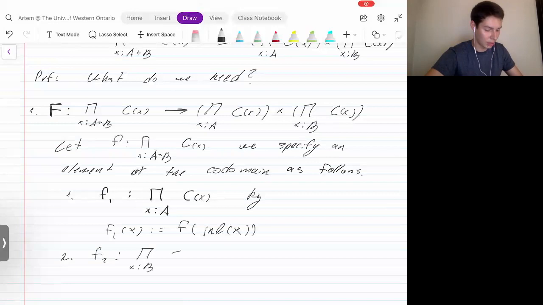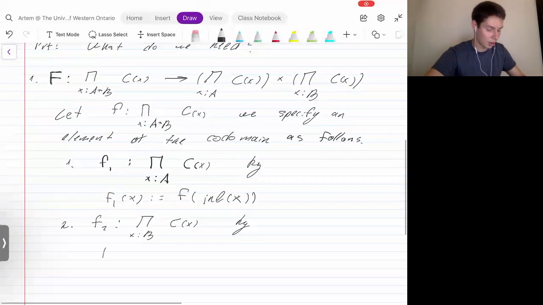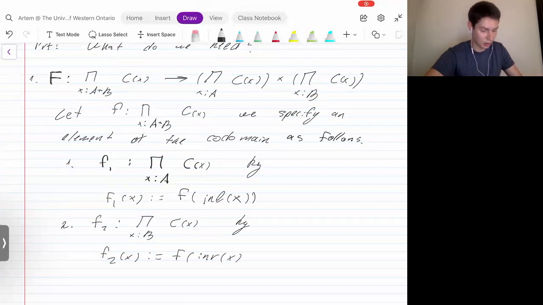So x is in B, is dependent by f2 at x. It's going to be defined as the original f applied to the right inclusion of x. And this gives us our assignment.